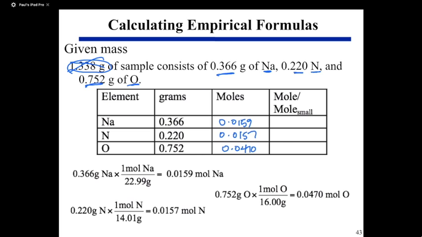Which is the smallest one? Sodium, nitrogen, or oxygen? I told you this is the hardest part. Sodium, nitrogen, or oxygen. Which is the smallest number? Nitrogen, good. Okay, I'll help you out. That divided by itself, 1. That's good, right? This divided by 0.0157 is what? Essentially what? 1. It'll have a little bit of a decimal, but it'll be 1.0 and then your decimal's somewhere else.